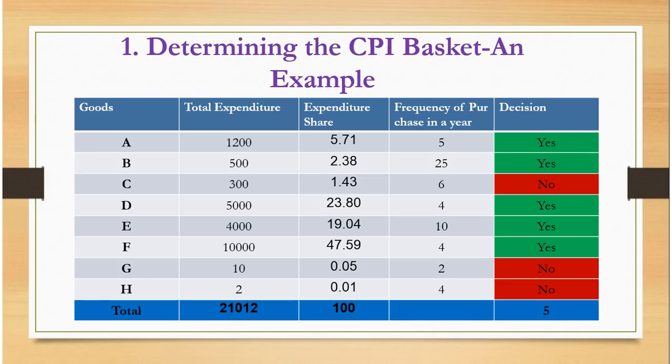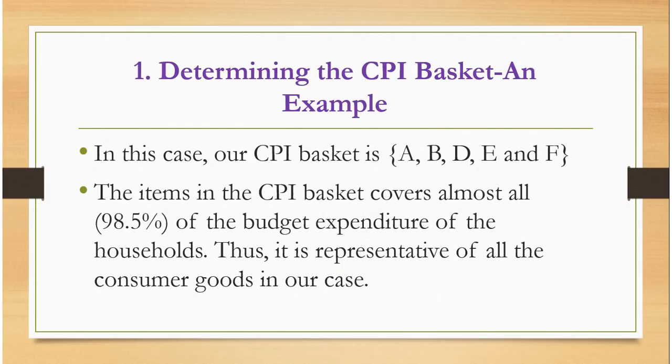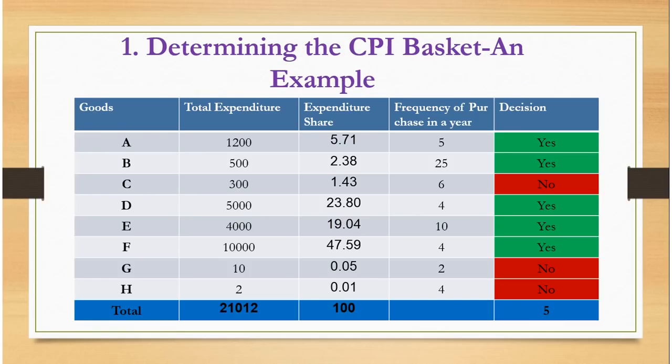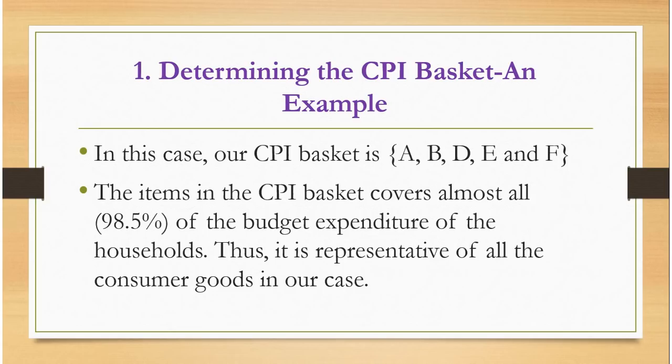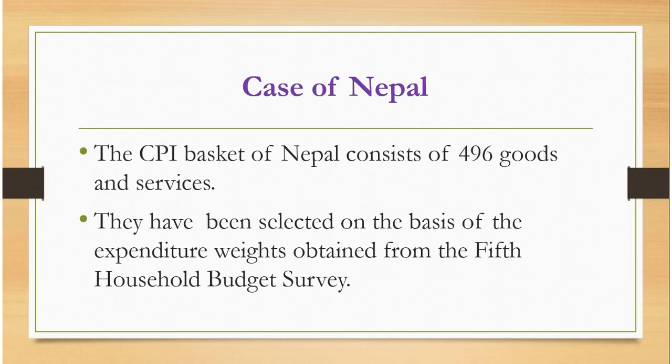So how many goods should be selected? It depends on the budget and the representativeness of the goods and services. For example, in this case, if we select the goods A, B, D, E and F, it almost covers 98.5% of households' budget. Thus, it is representative of all the consumer goods in our case.